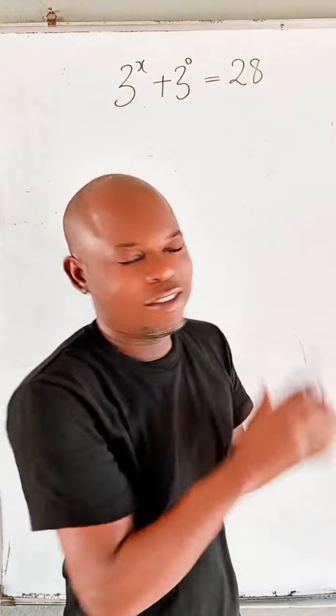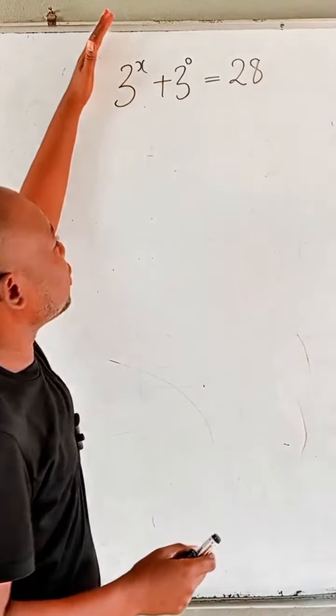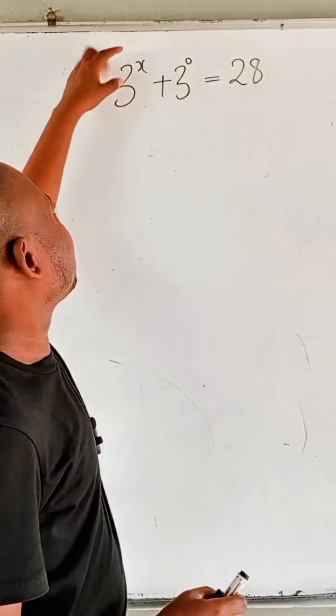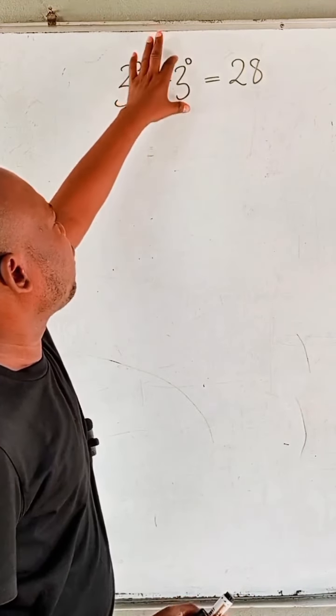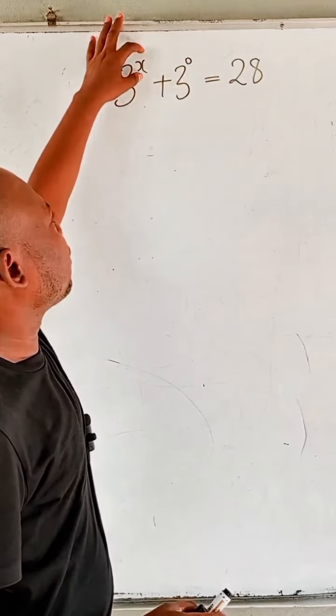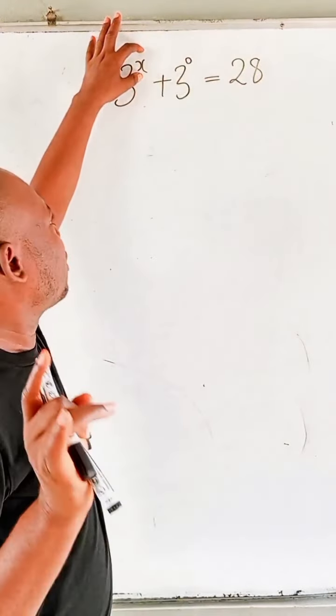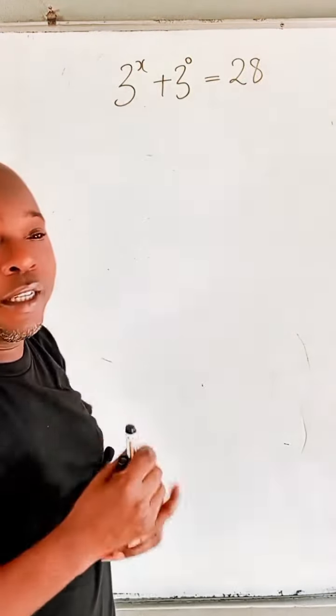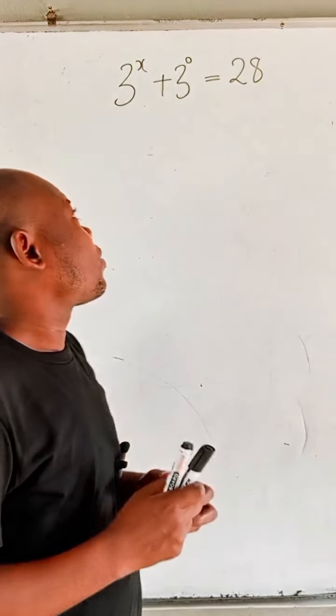First, let's solve this. This is indices, of course. We have 3 raised to the power of x plus 3 raised to the power of 0 equals 28. We want to get the value of x. It's actually an equation, an indicial equation. Okay? So that's what we're going to do.